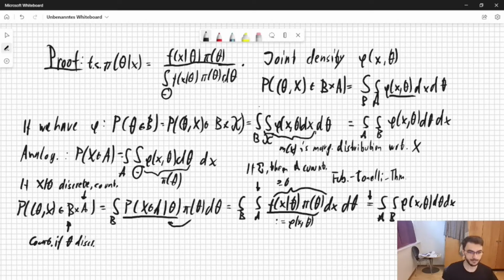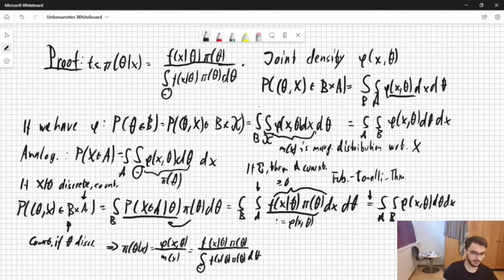And then we're done, because pi of theta given x, this is just the definition of conditional densities. You can also calculate this out. This is the joint over the marginal. And we know what both of these are. And that concludes the proof.